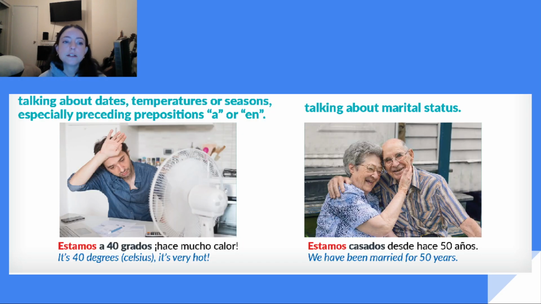We use the verb estar when we're talking about dates, temperatures, or seasons. And an example is estamos a 40 grados, hace mucho calor. It's 40 degrees Celsius, it's very hot. We use the verb estar when we're talking about marital status. Estamos casados desde hace 50 años. We have been married for 50 years.